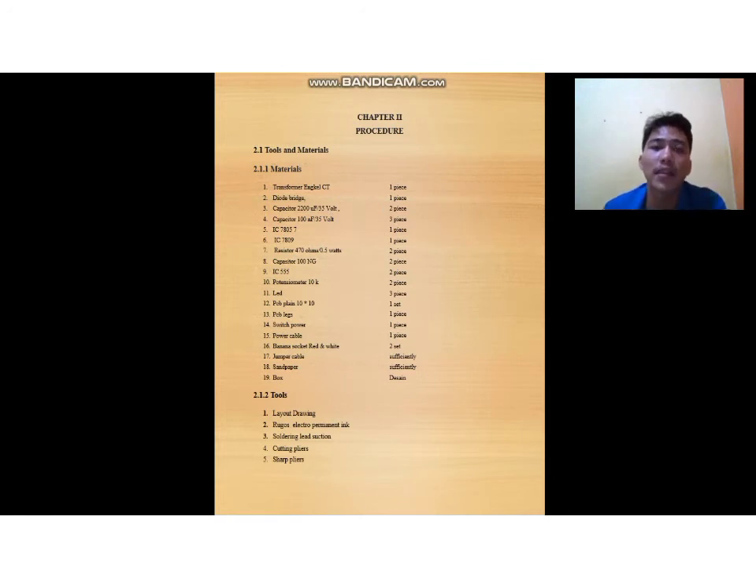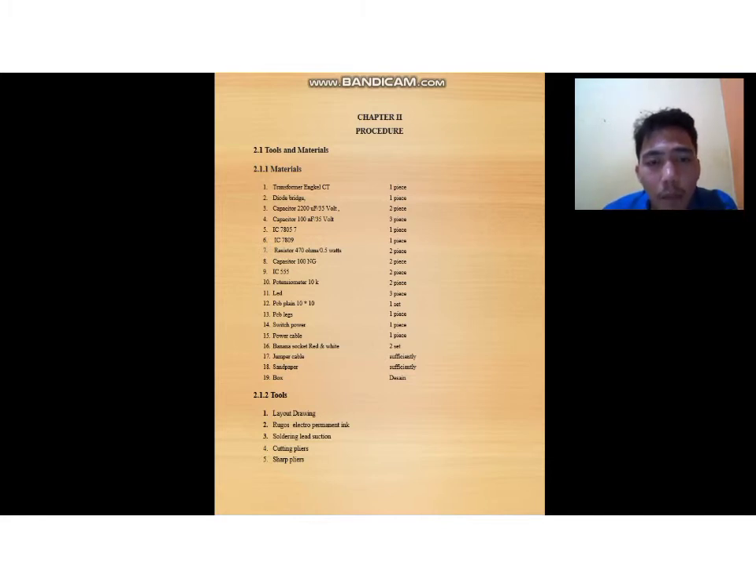Next part, chapter 2, procedure. The procedure has part 1, tools and materials, part 2, materials, and part 3, tools. Part 2, materials. First material is a transformer CT, one piece, diode bridge, one piece, capacitor 2200 microfarad, 17.5 volt, 2 pieces.